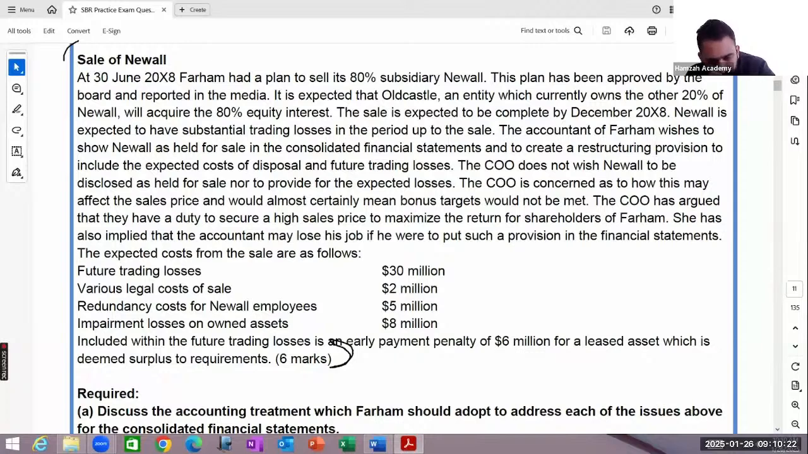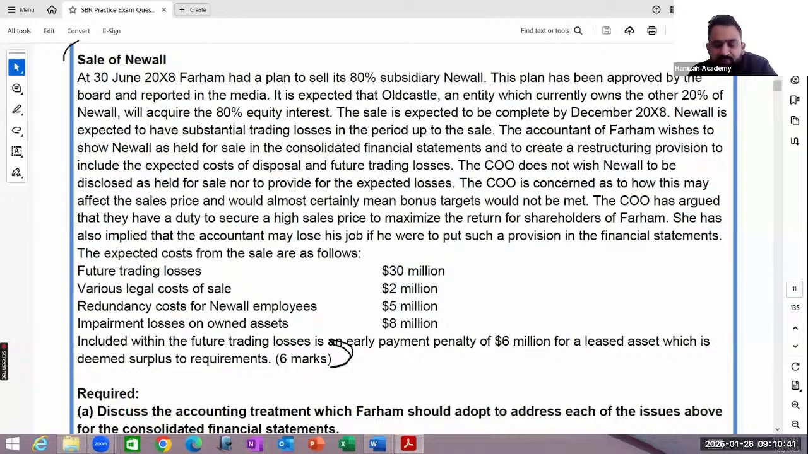Intimidating the accountant. The restructuring provision includes the future trading loss of 30, legal fees of 2, redundancy cost of 5, and impairment losses of own asset 8 million. The trading losses also include early payment of 6 million for the lease asset which is deemed surplus to requirement.